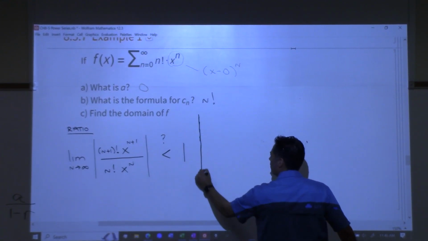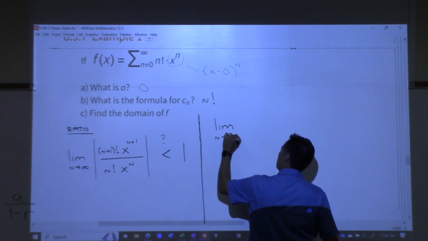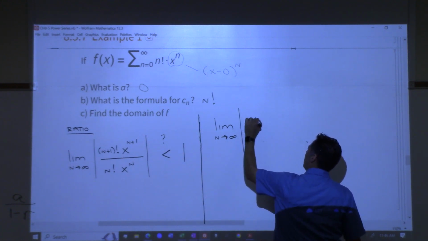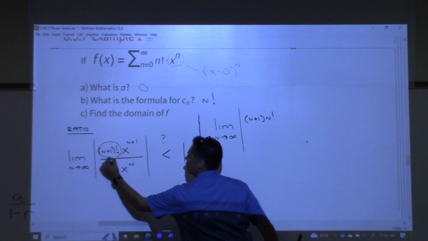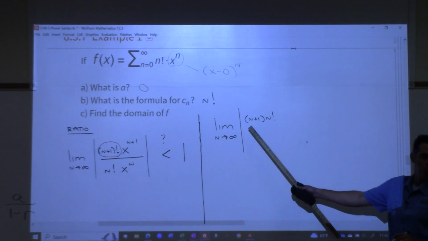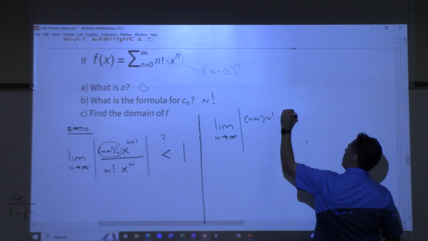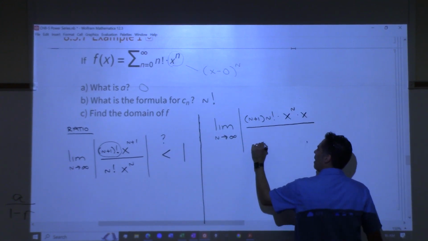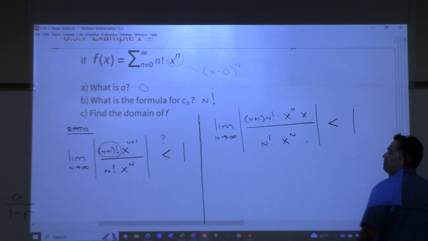Okay, so now let me clean this up. This is the limit as n goes to infinity of the absolute value. The n plus 1 factorial I'm going to write as n plus 1 times n factorial. That's a property of factorials we talked about way back when we first started talking about factorials, that you can peel the first one off. Then the x to the n plus 1 I'm going to write as x to the n times x. And then on the bottom, n factorial, and then x to the n. I want that to be less than 1, right?